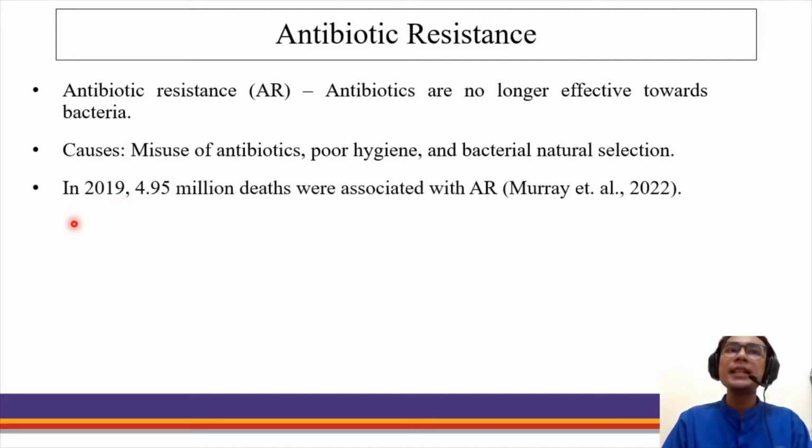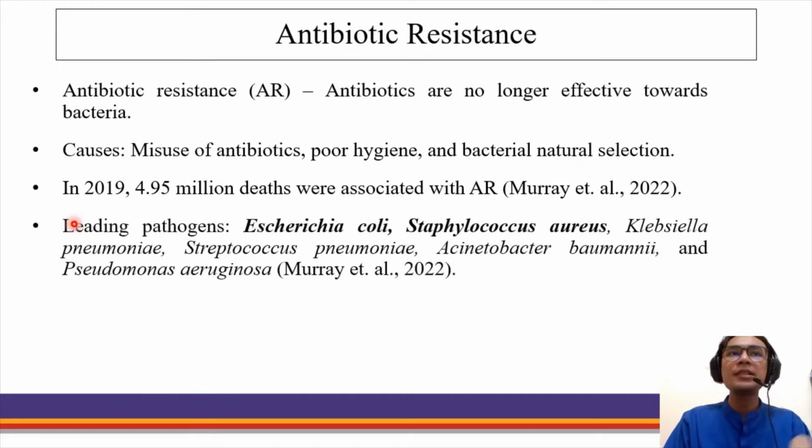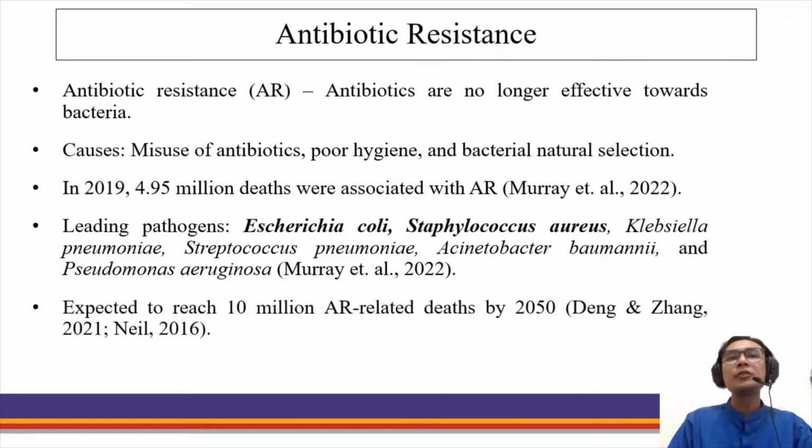In 2019, 4.5 million deaths were associated with antibiotic resistance, and the leading pathogens are as follows. But in this study, we are focusing on Escherichia coli and Staphylococcus aureus, which are two of the main leading pathogens that contribute to the deaths. It is expected to reach 10 million AR-related deaths by 2050. So we are in dire need of alternatives to combat antibiotic resistance.